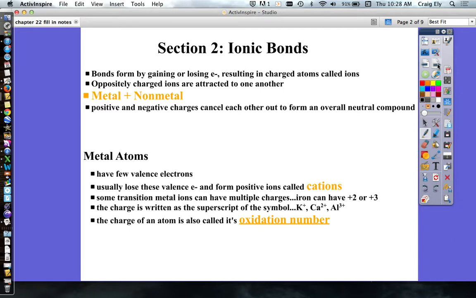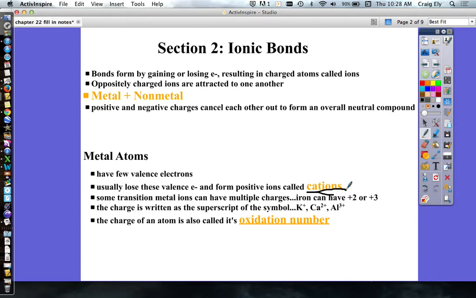All right, so before we start talking about the actual bonding process, let's talk about metals versus nonmetals. All right, so metals, we know they're on the left side of the periodic table. They tend to have fewer numbers of valence electrons. All right, and those ions that are formed with metal atoms are called cations. All right, so you need to know that, cations. All right, and we usually focus on either the alkali metals or the alkaline earth metals, groups 1 and 2.